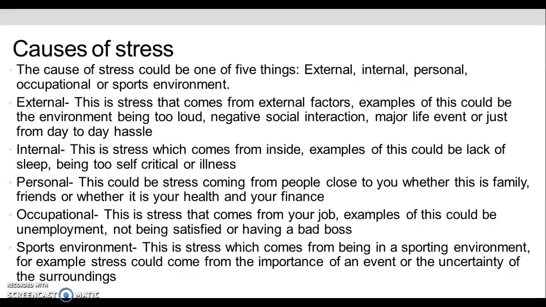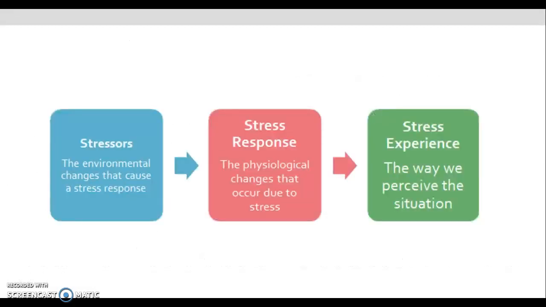Personal, this could be stress coming from people close to you, whether this is family, friends, or whether it is your health or your finance. Occupational is to do with your job, so examples of this could be unemployment or not being satisfied where you are, having a bad boss. The sports environment is stress which comes from being in a sporting environment. For example, stress could come from the importance of an event or the uncertainty of the surroundings.